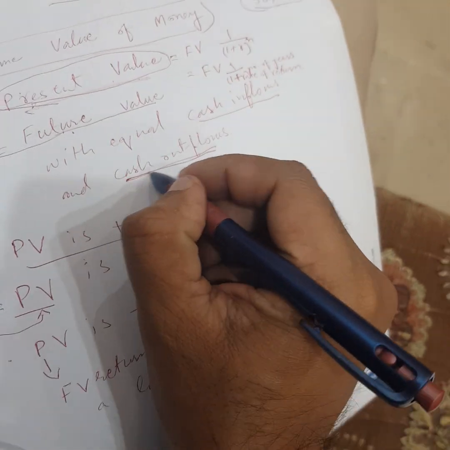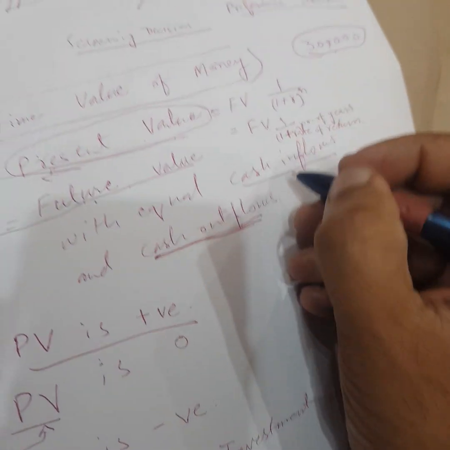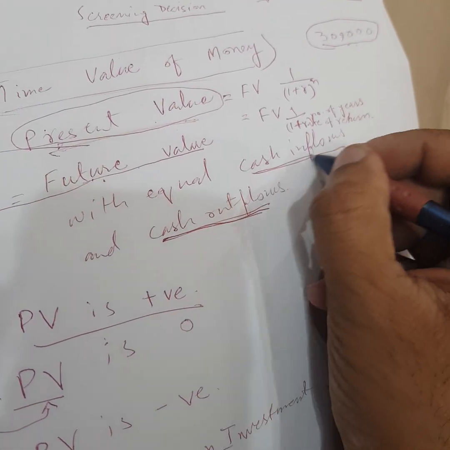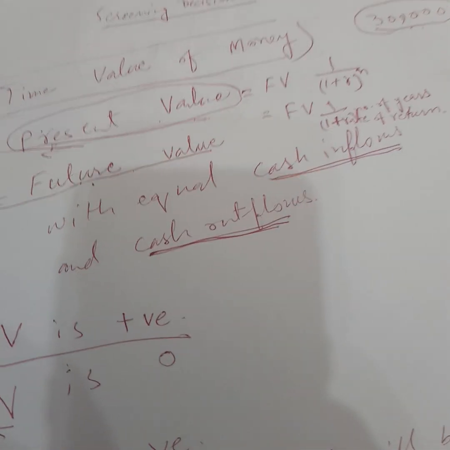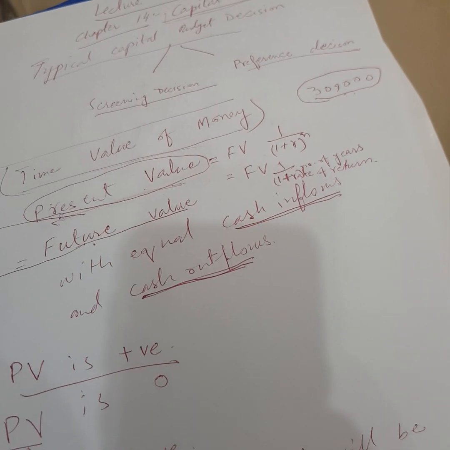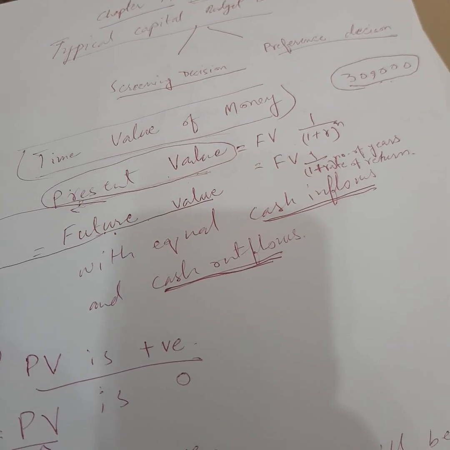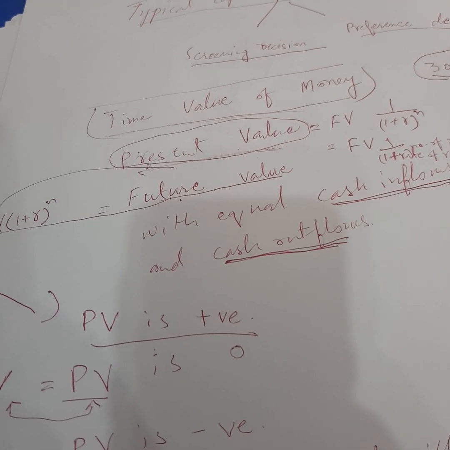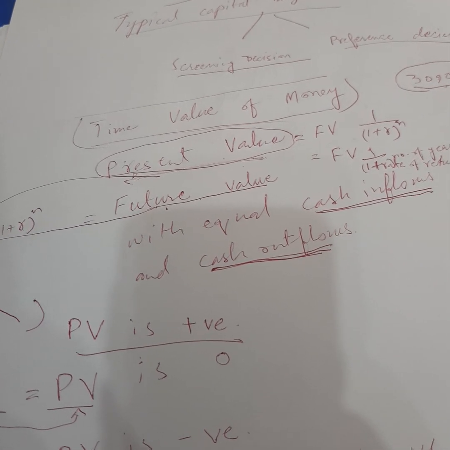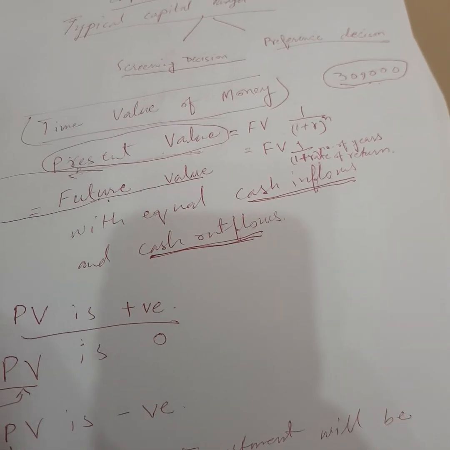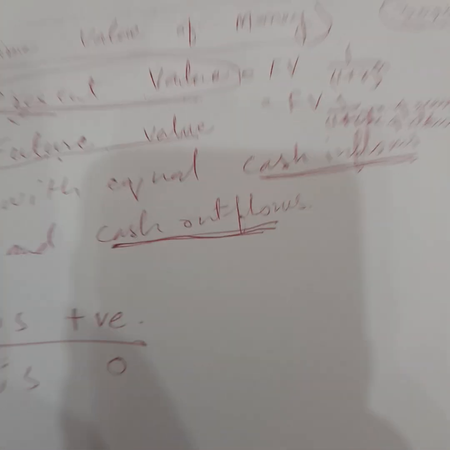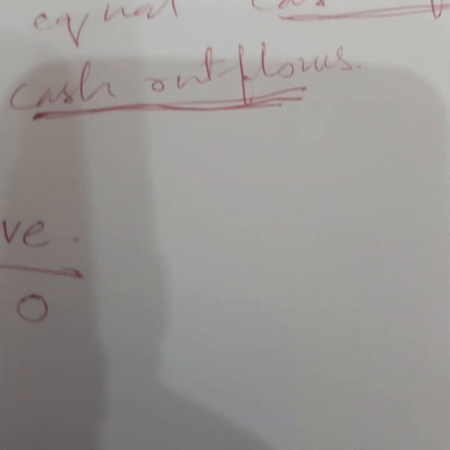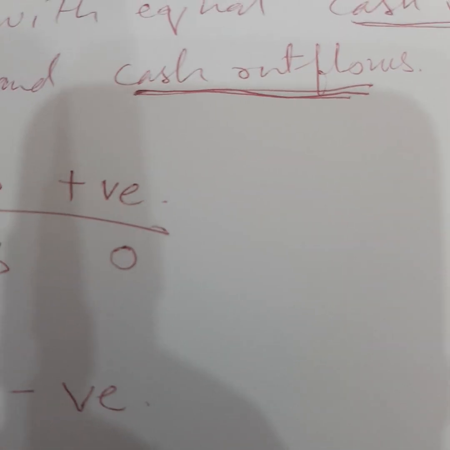What type of cash payments come in cash outflows, and what type of cash payments come in cash inflows? In cash outflows, the initial investment, increased working capital needs, repair and maintenance, all these types of payments will be included in our cash outflows as our amount is going out.